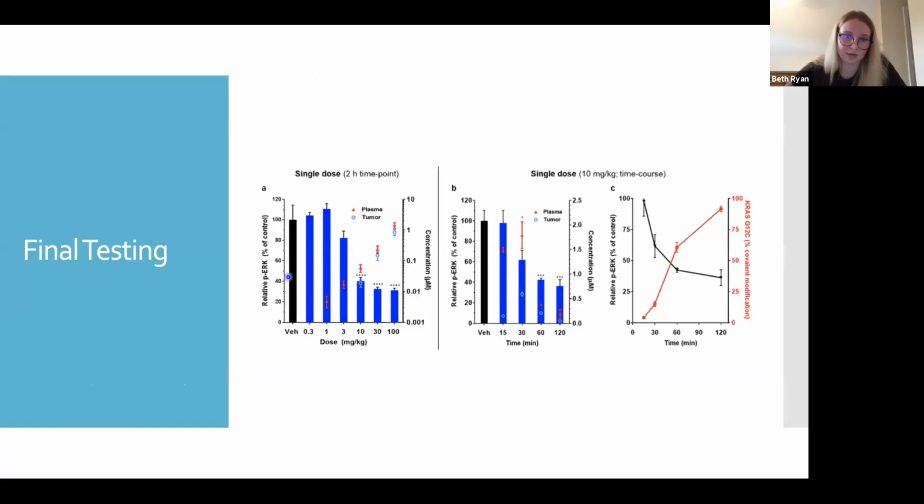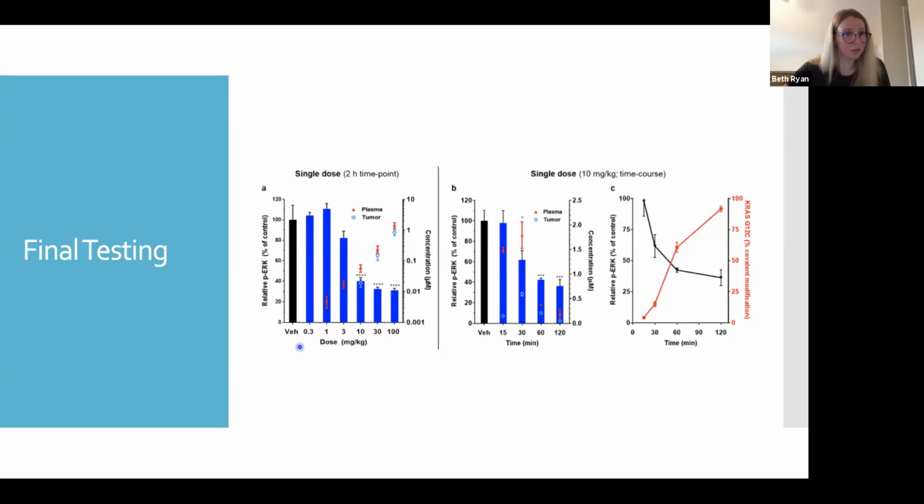So this is a very interesting type of graph. Over on the side, this axis on the left is the relative p-ERK percentage of control. The black, which is VEH, just means vehicle. It has no active compound in it. It's the same amount that's being dosed, but nothing in it that's a drug. So that's just their control measure. If you give them essentially nothing active, then all of the p-ERK is going to be phosphorylated, 100%.